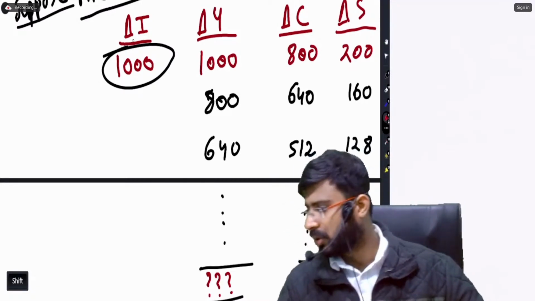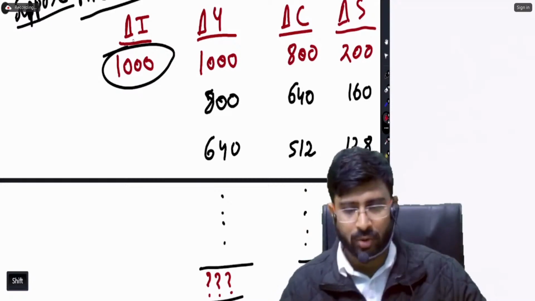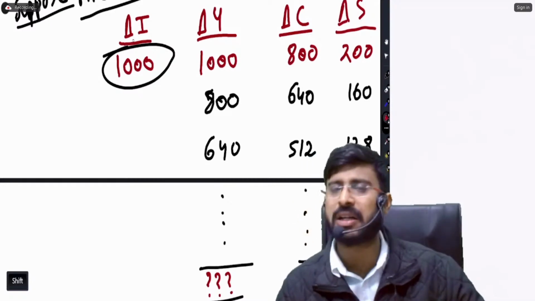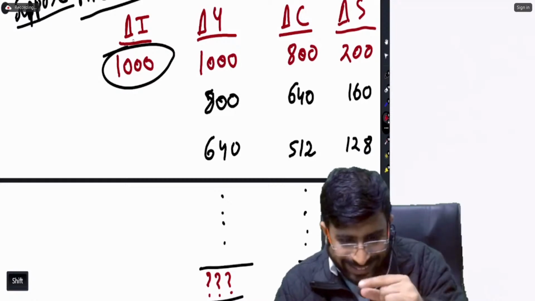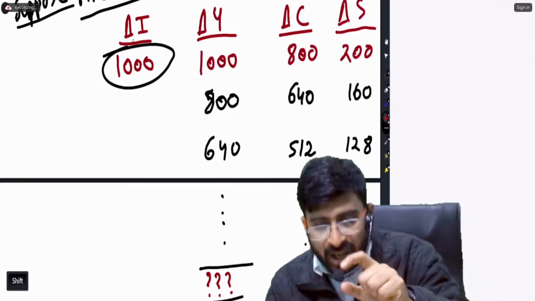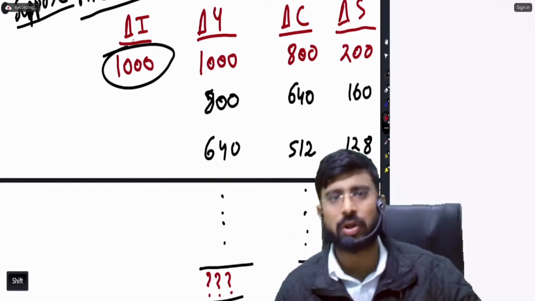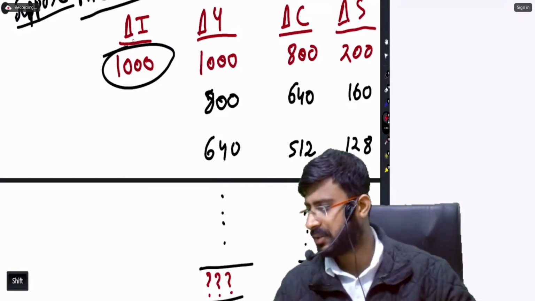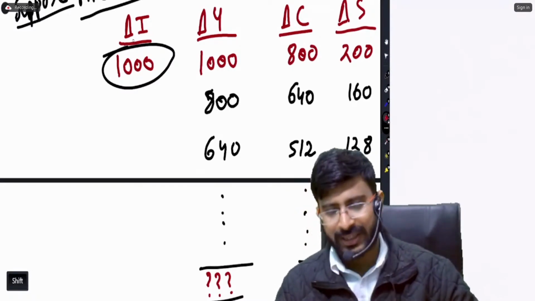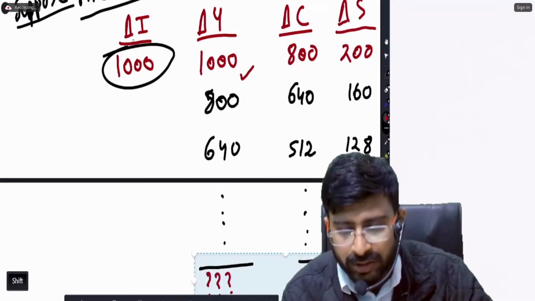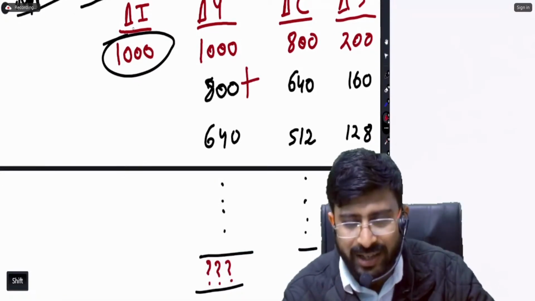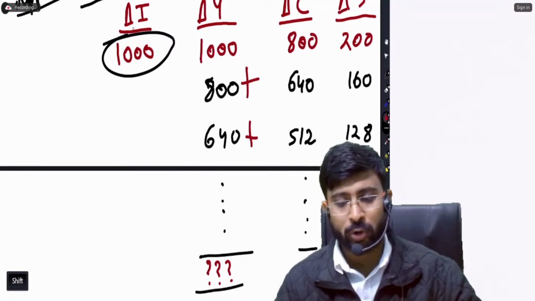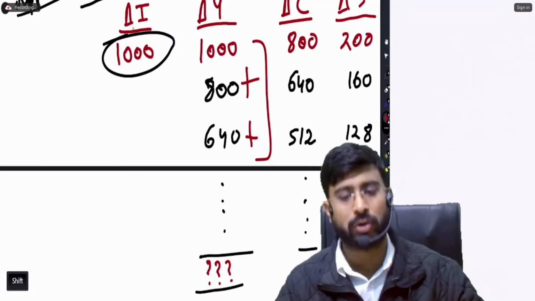Yes, sir. Understood. Agreed. Very good. Come on, confirm it again. Due to the increase in investment by 1,000 rupees, income has increased by more than 1,000 rupees. Yes or no? Yes, sir. Because if you add them, 1,000 plus 800 is 1,800. 1,800 plus 640 is 2,440. So see, income here is already 2,440.